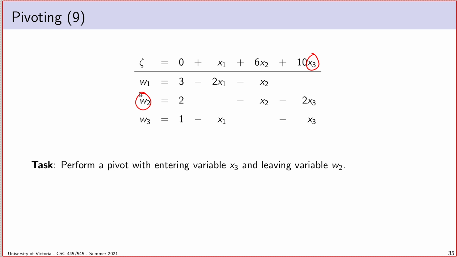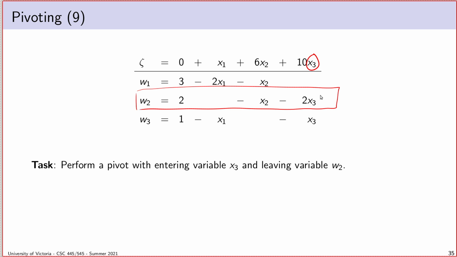And the goal here is that when I'm done, x3 will have its own row in my basis, and w2 won't. w2 will have a column. w2 will be a non-basic variable. So how do I do that? Well, the first thing I do is I observe that this row here is going to be gone when I'm done, because I'm going to take w2 out of the basis. What do we know about this row, though?